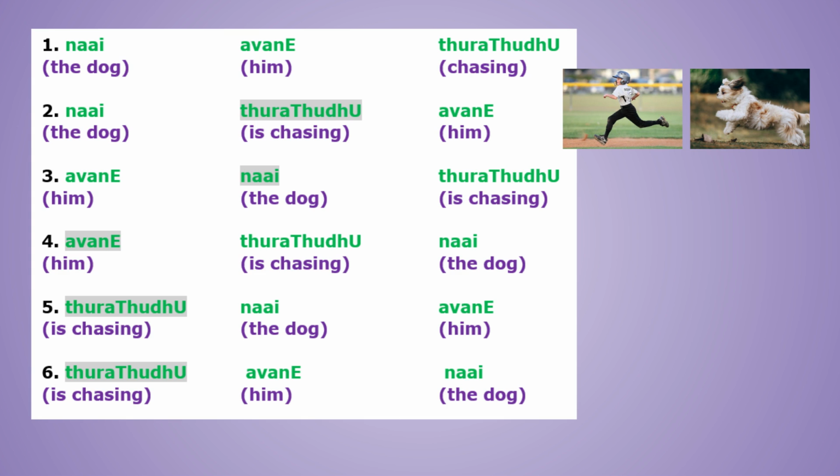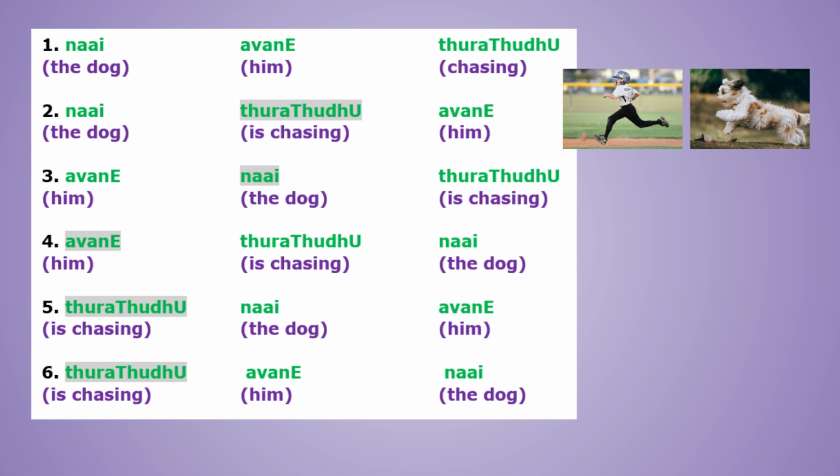the dog is chasing him, when we reverse the order, you may think that we are saying something similar to he is being chased by the dog. No, we are not talking about passive sentences here. We are talking just about direct speech. We are not talking about the indirect or the passive. It is Nai avana thorathadu.